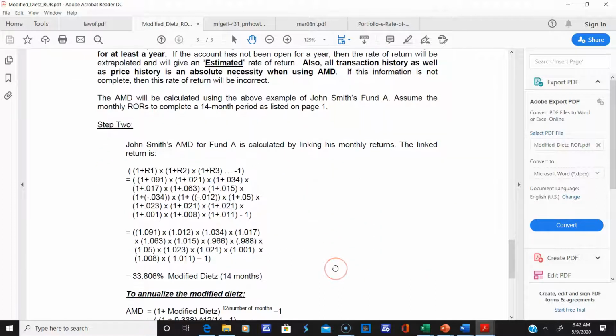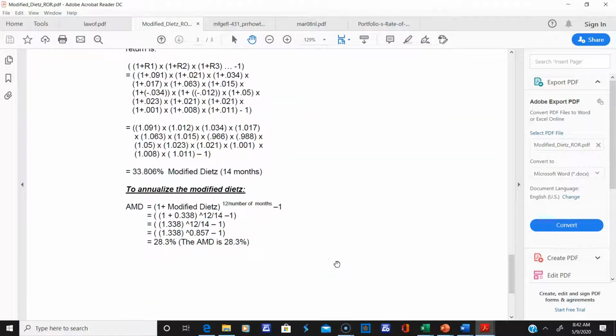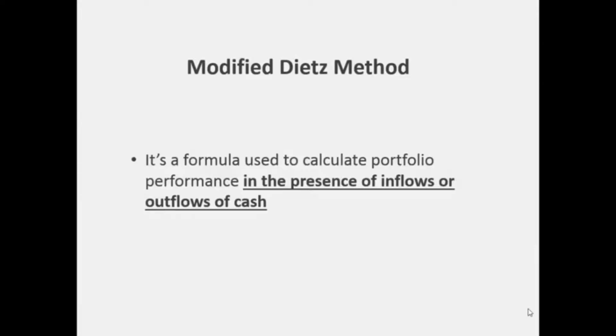All right, so I'm going to put some YouTube videos of this discussion on here because I think it's really worth doing. And the modified Dietz is a real common method, and you should all be aware of that. All right, you'll have other stuff I'm going to show you. This formula is used to calculate the portfolio performance in the presence of inflows or outflows of cash, taking into consideration the cash flows, okay?